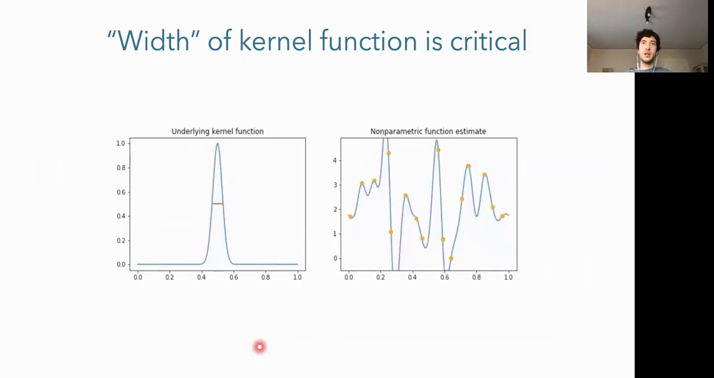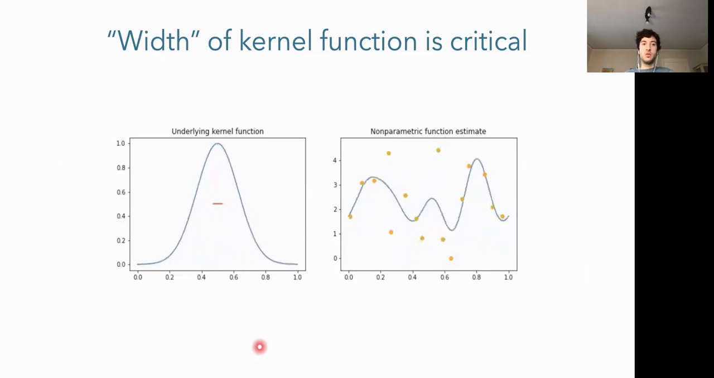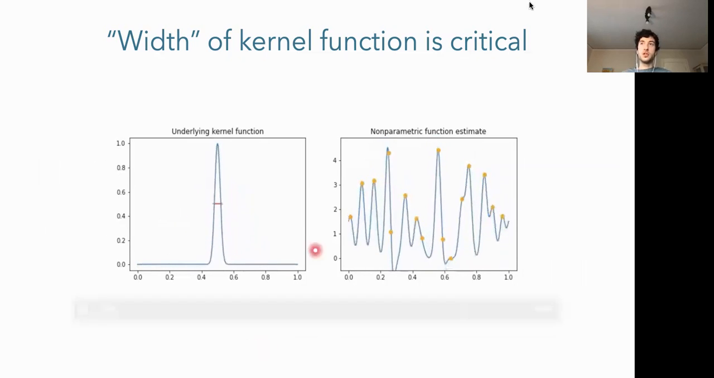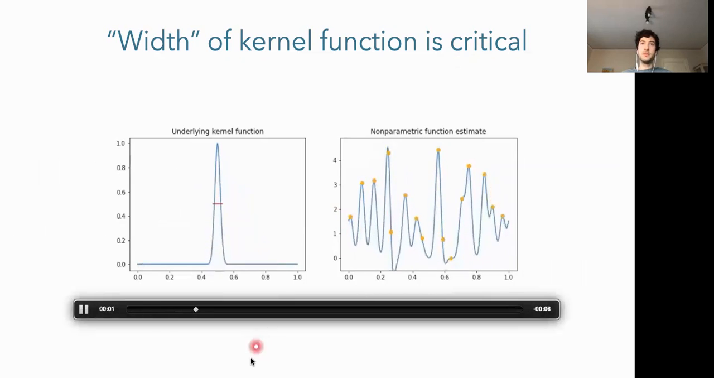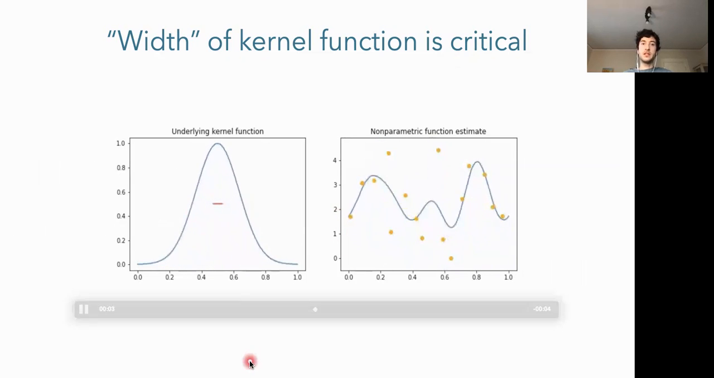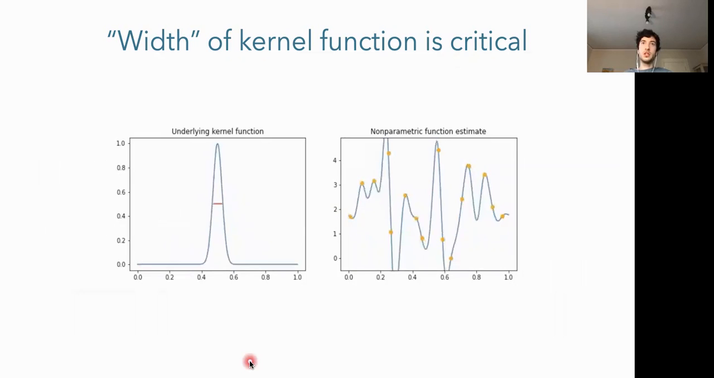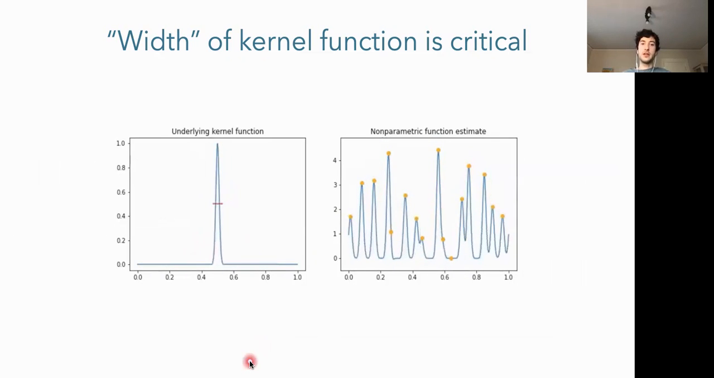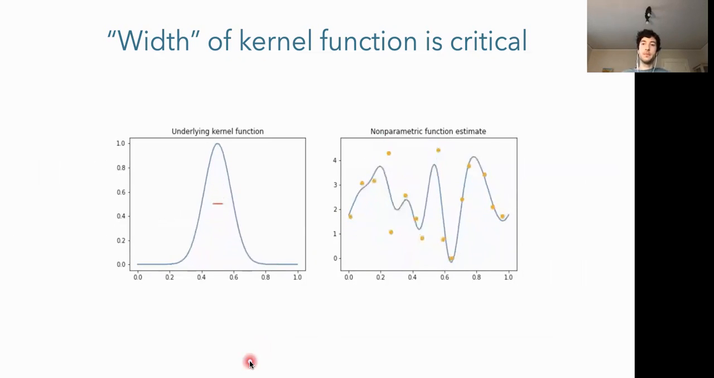On the flip side, if it's too small, we see that the function overfits to the data points. So it's clear that the shape of this kernel function is very important for accurately reproducing your target signal.